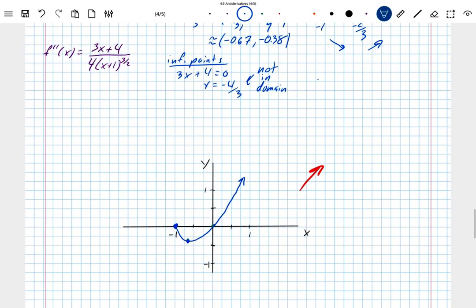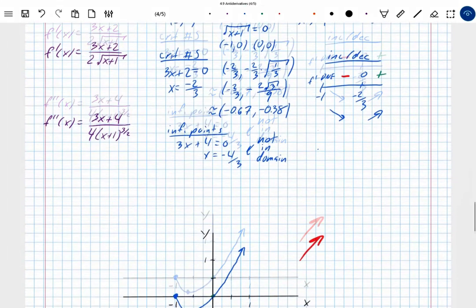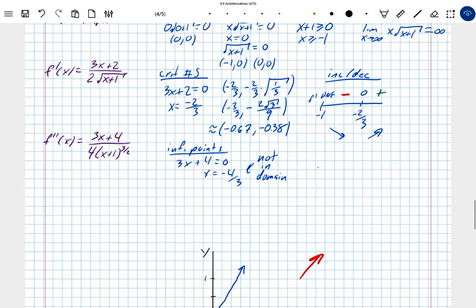Is that what happens here? Looks like it's going down and then it's going up, and the place that changes is at that negative 2/3. That is perfect. I don't have any change in concavity. There's no inflection points. But I could go ahead and check my concavity if I really want to.